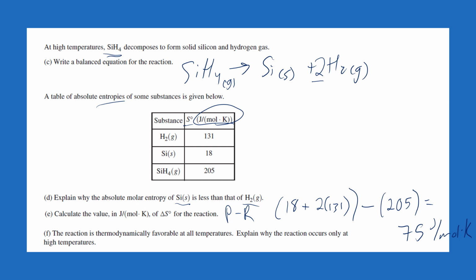Now, let's say you wrote the balanced reaction wrong. As long as you're following the reaction that you wrote in part C, you could still get the point for part E, as long as you're showing your work. Okay.